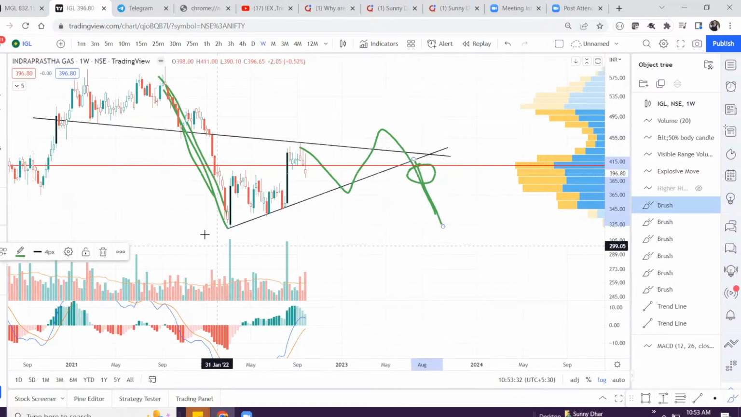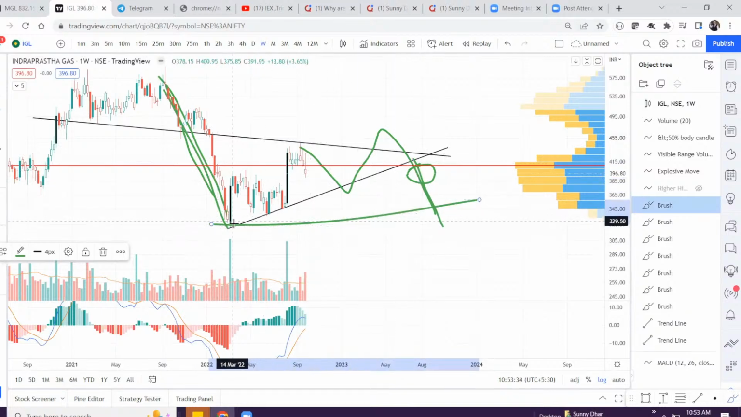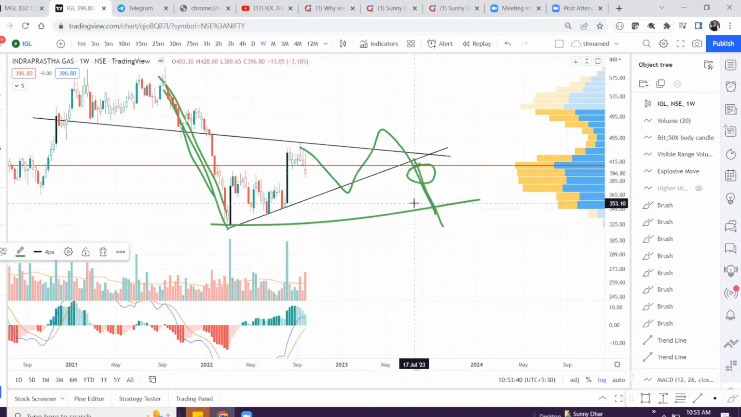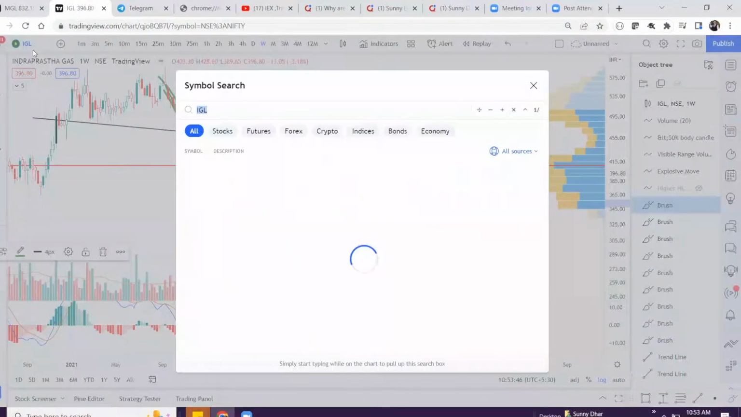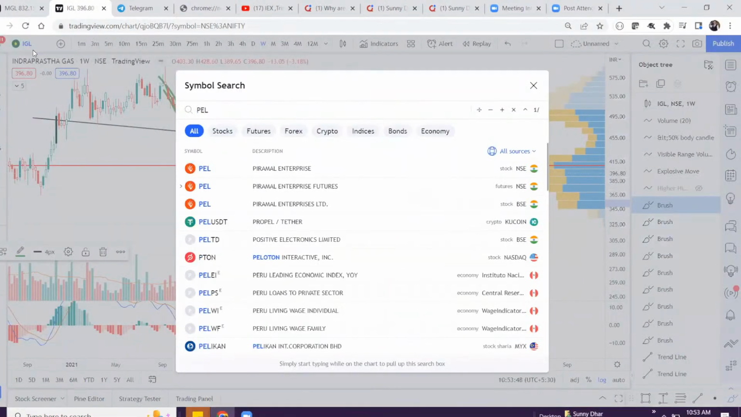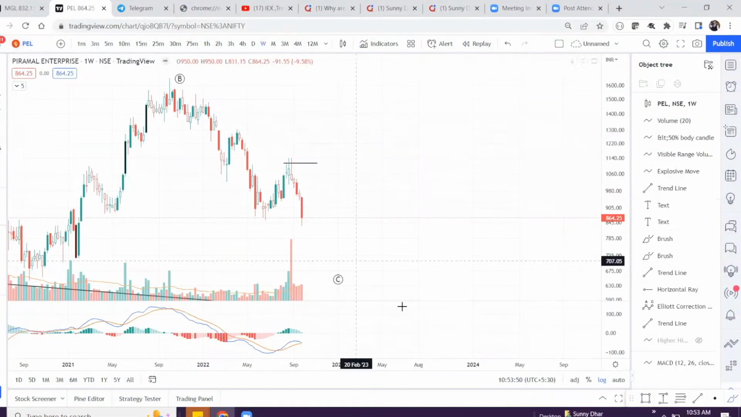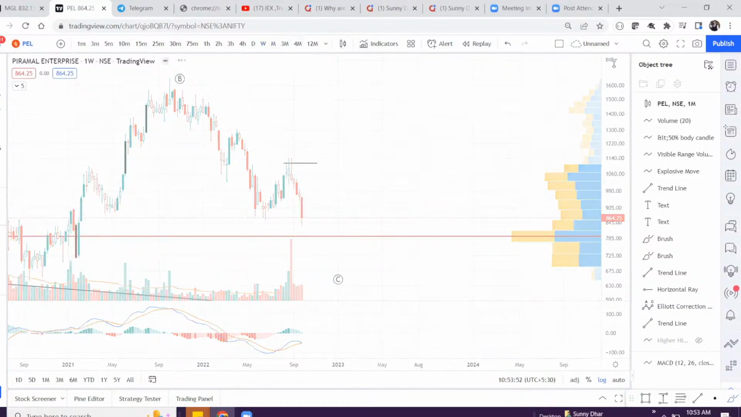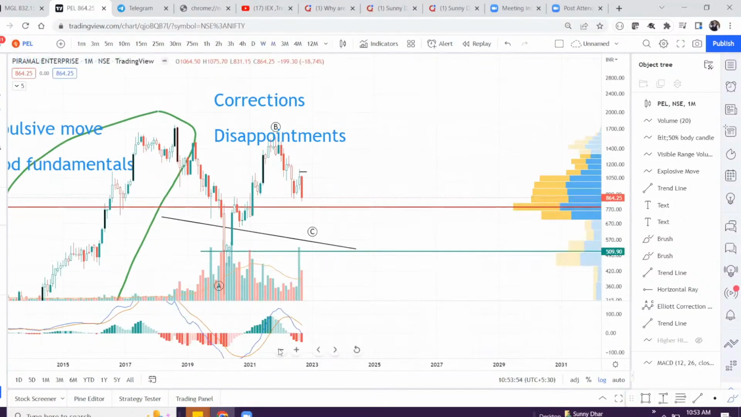And this impulsive move can break this level also. But there are cases when this impulse will end below this, before this point also, and that is a special case that we have to handle. Now let us see another stock that was asked of me, Piramal Enterprises. And now let us go to the higher time frame of this.